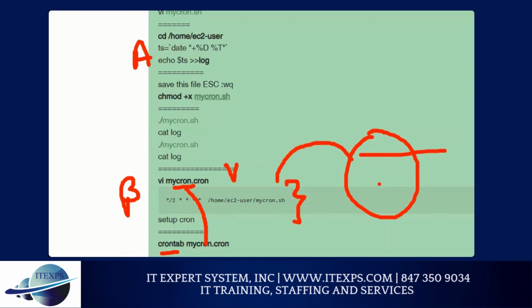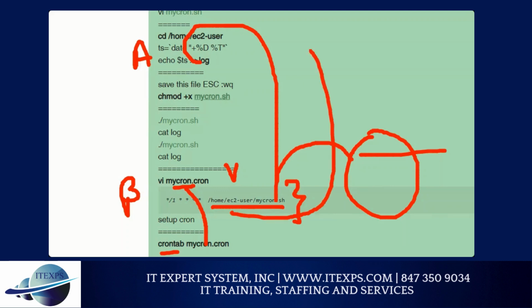Once you add the entry, it starts counting, and every 1 minute it will start running. When 1 minute happens, it goes to this script, runs it, and creates a log. Every 1 minute, it will go here and create a log. Makes sense? Once you set up, then you can change whatever you want. You want to send email, you want to add more, you can do that.